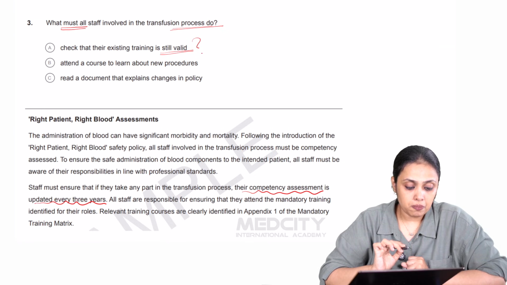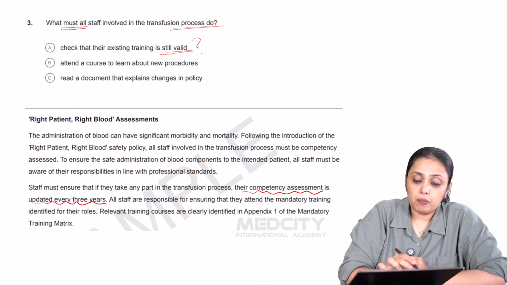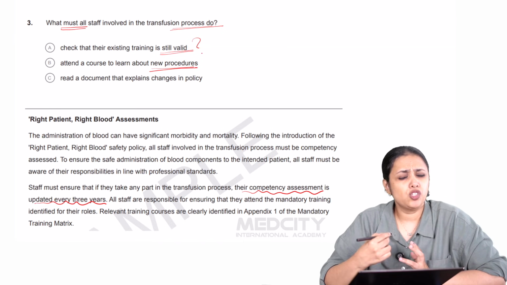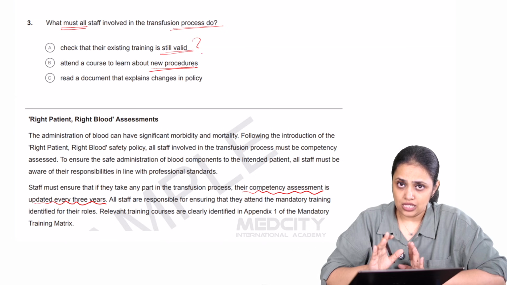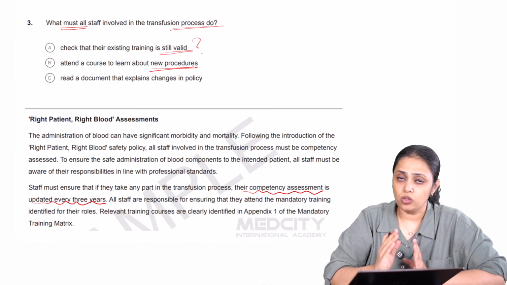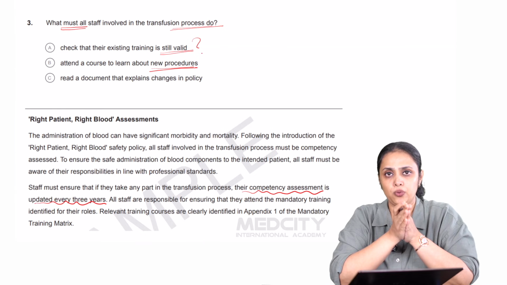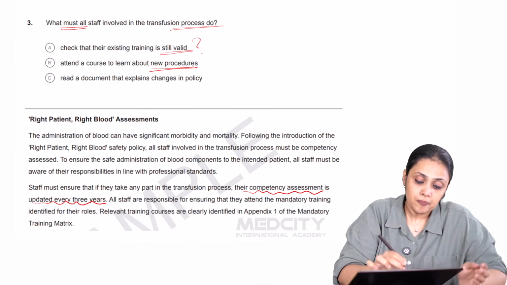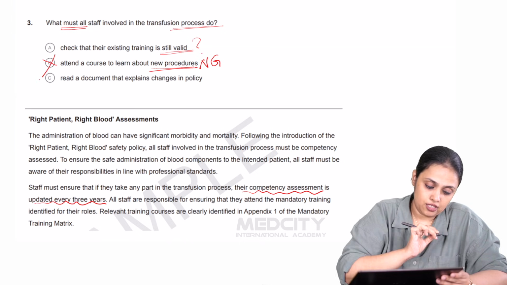Now let us look at option B. What does option B say? Attend a course to learn about new procedures. Did they mention anything about learning new procedures in the text? No. It's only mentioned that they have to attend a mandatory training program identified for their roles. For each role, there would be a specific training program, and the staff need to undergo that training program. But they have not talked about learning new procedures, which means that this idea is not given. And for that reason, we can eliminate this option.